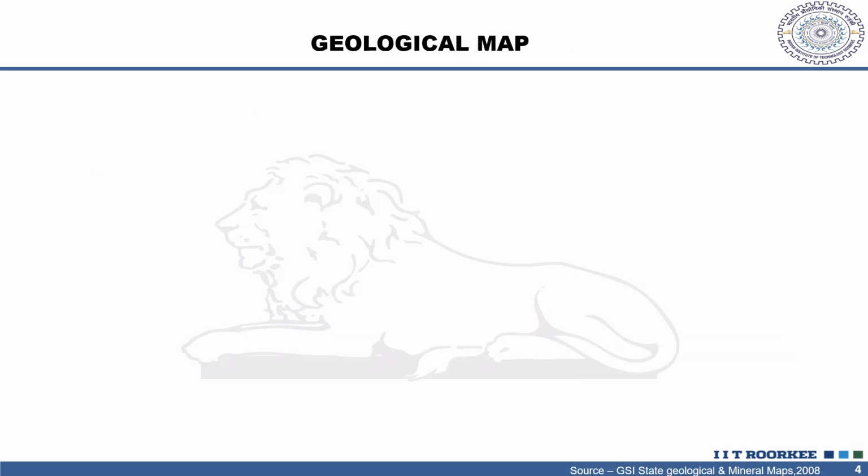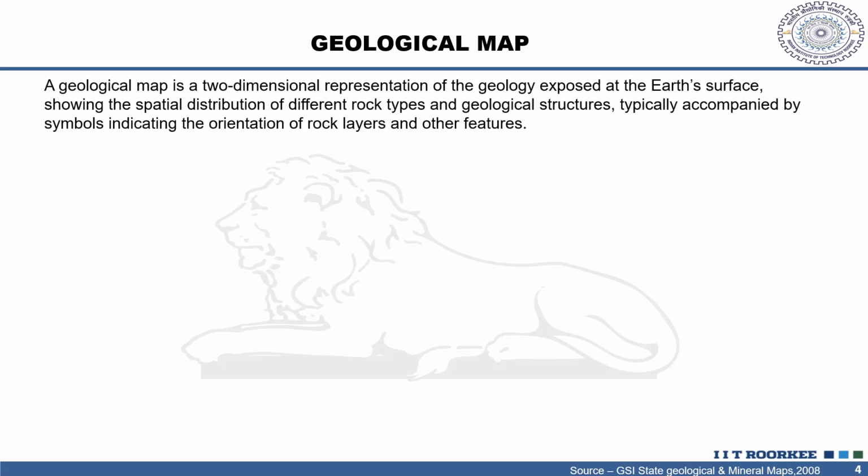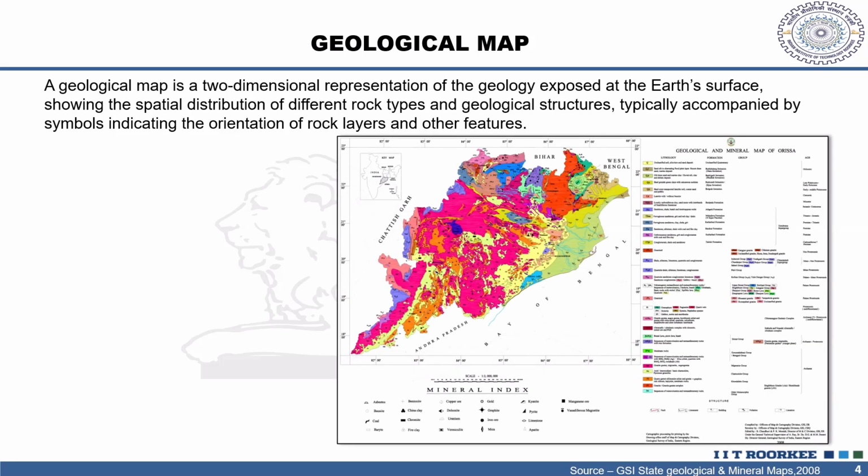So what actually is a geological map? A geological map is a two-dimensional representation of the geology exposed at the Earth's surface, showing the spatial distribution of different rock types and geological structures, typically accompanied by symbols indicating the orientation of rock layers and other features. For example, I know these fonts are not quite visible, but I have shown a geological and mineral map of Odisha that is prepared by GSI.